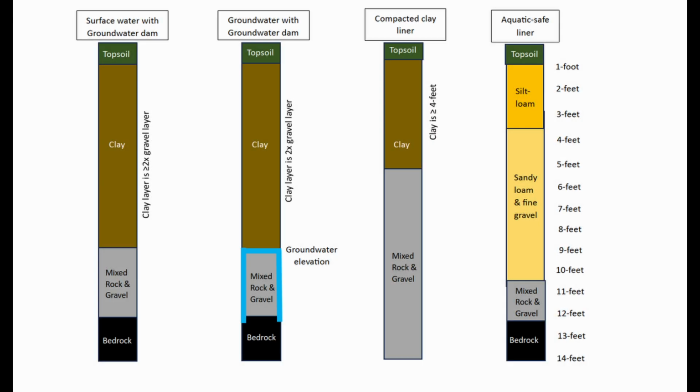This drawing is a quick guide showing you where it's possible to use a groundwater dam to build a wetland. We're going to use a groundwater dam to build a wetland where there's an impermeable layer of rock that's fairly close to the surface.